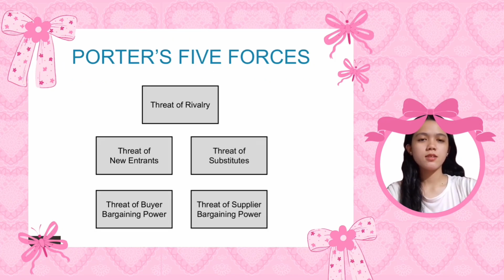Porter's five forces. Threat of rivalry: the intensity of competition among current companies. Threat of new entrants: the possibility of new companies entering the market. Threat of substitutes: the chance that customers will opt for different products or services. Threat of buyer bargaining power: the degree of influence customers have over prices. Threat of supplier bargaining power: the extent of control suppliers have over cost and supply.